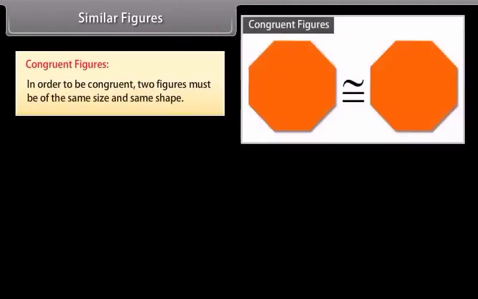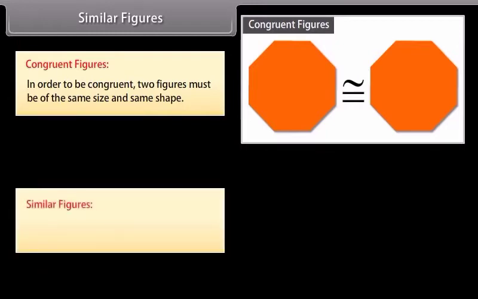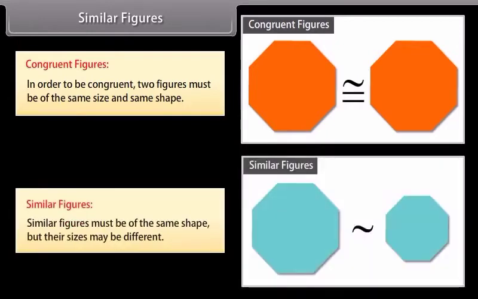Congruent figures. In order to be congruent, two figures must be of the same size and same shape. Similar figures must be of the same shape, but their sizes may be different. This is the symbol that means similar.